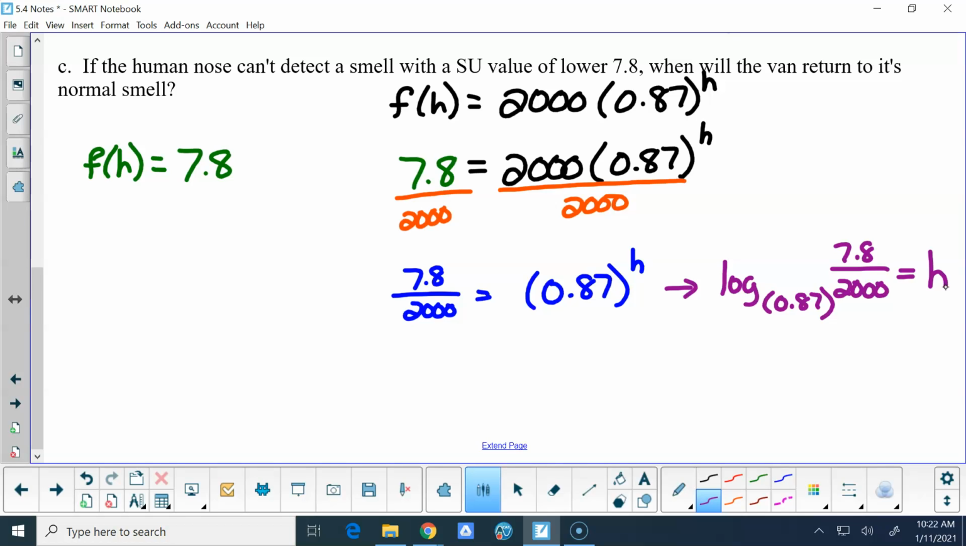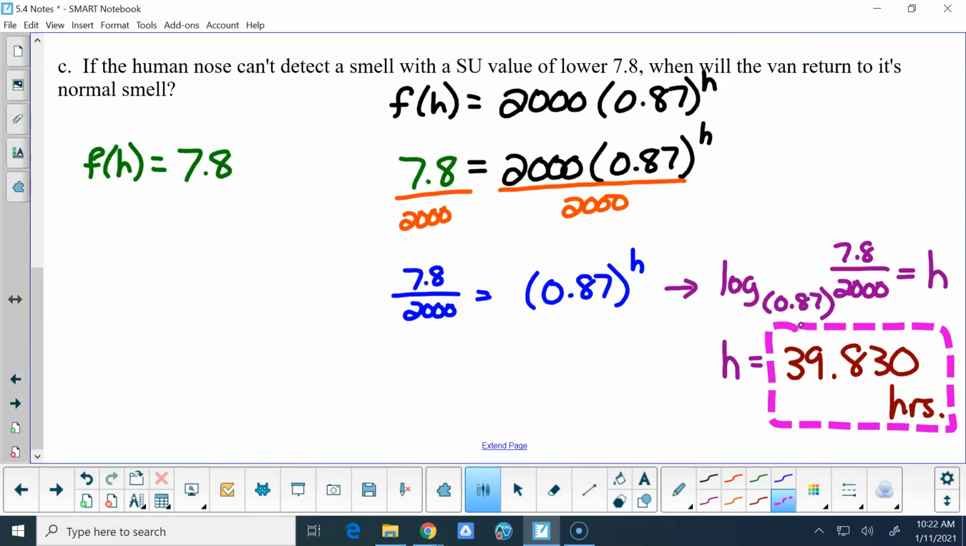So we do log of (7.8 divided by 2,000), divided by log of (0.87), equals. Okay? And we should get, I get H here equaling 39.830 hours. So just under 40 hours after we get home is the van returned back to me. Agree?